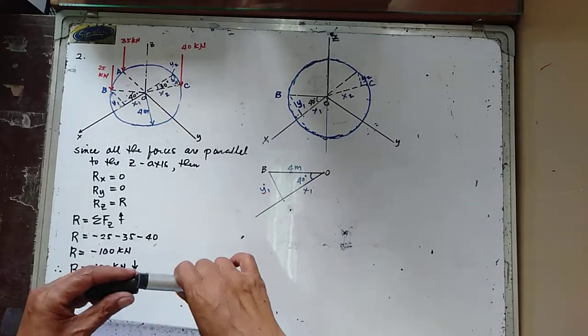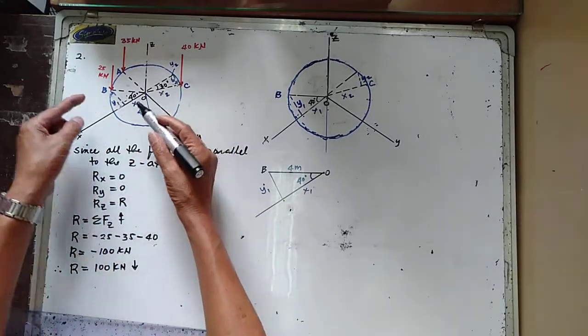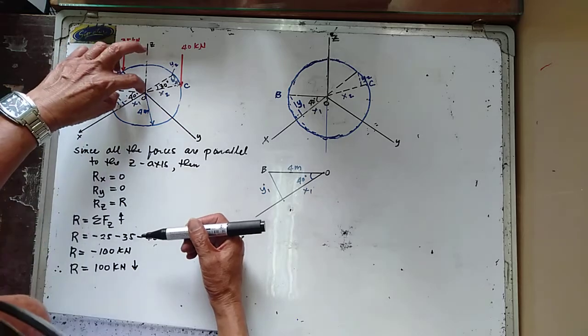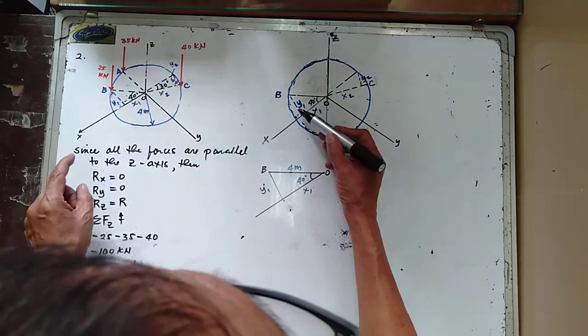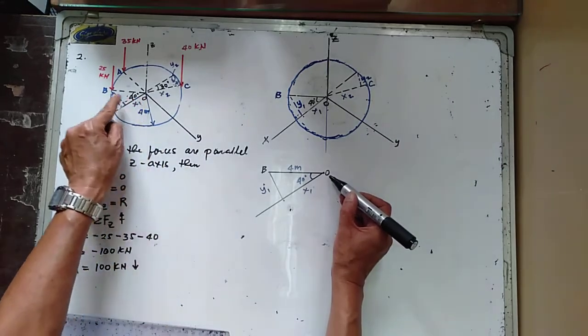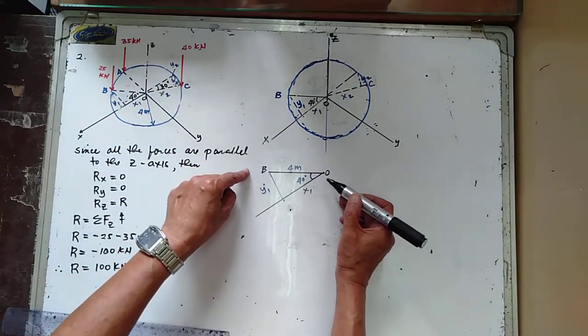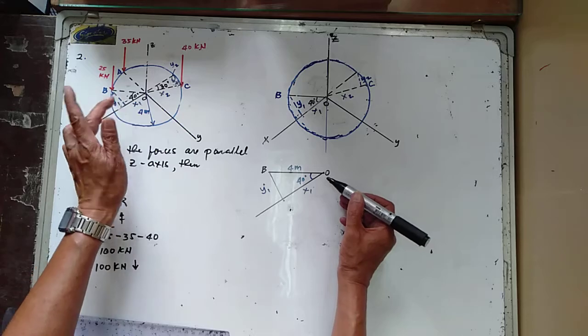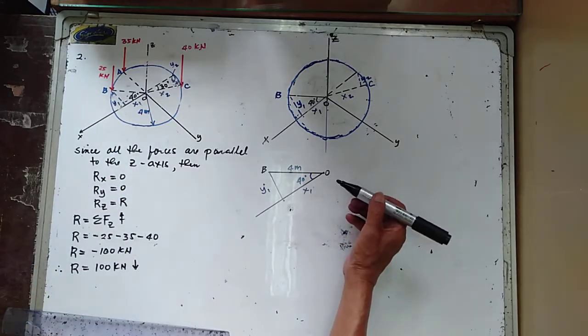Okay, so let us try to determine the value of y1 and x1. So this is your y1 and that is now your x1. That is your point O and that one is now your point B. The radius of the plate is equal to 4 meters.